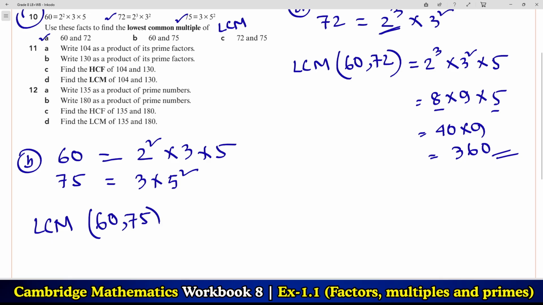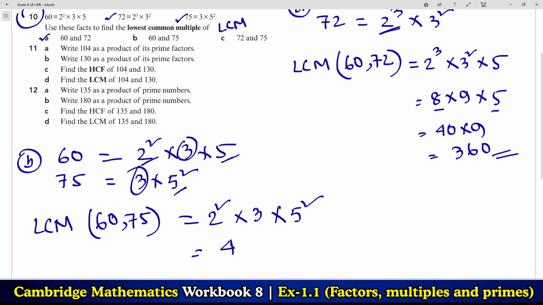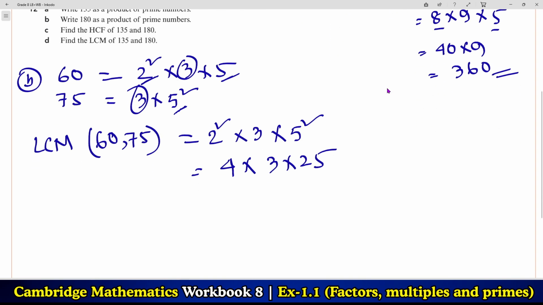60, 75. Look, here is a 2 square, but there is nothing in 75, so we should take this one. Here is a 3, here is also 3, we can take this one. Here is a 5 and here is a 5 square, so we should take 5 square. So here is 4 times 3 times 25, right? Now 25 times 4 is 100, times 3, the result is 300.